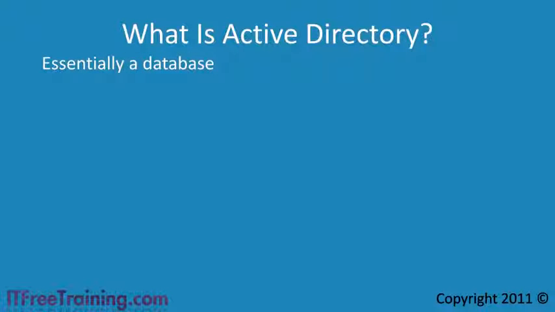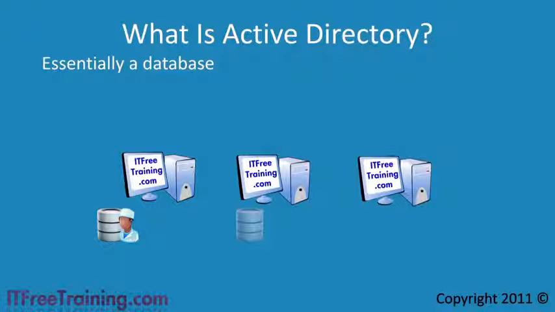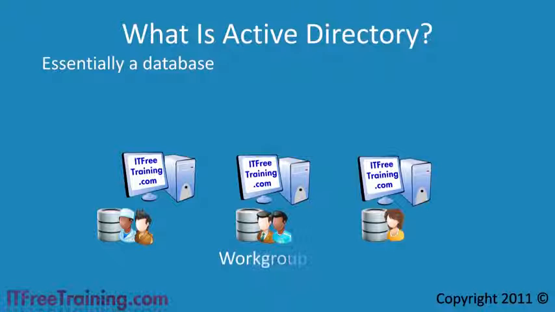To better understand Active Directory, first of all consider a world without a system like Active Directory. In this world without Active Directory, every computer on the network has its own small database of usernames and passwords. Microsoft calls this kind of setup a work group. Essentially, a work group is every man for themselves and there's no central control.